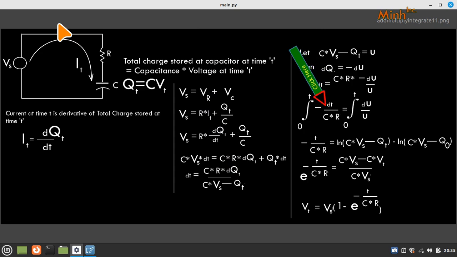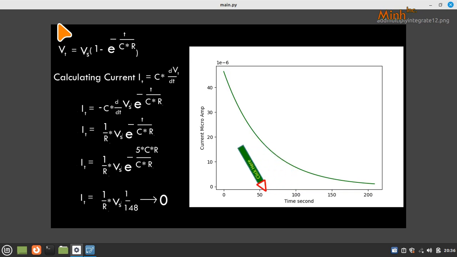So the integral of 1 by x leads to ln. If I differentiate ln, it leads to 1 by u. Then finally, ln minus means division, and if I reverse the ln on the left side, it becomes exponential, and finally it comes to an equation like this. If this is the equation, then current is the differentiation, and it leads to an equation like this: I(t) equals Vs by R e to the power minus t over CR.